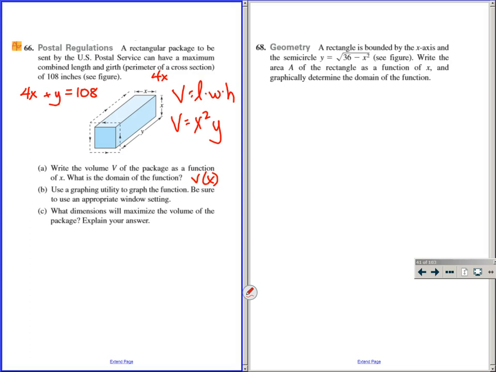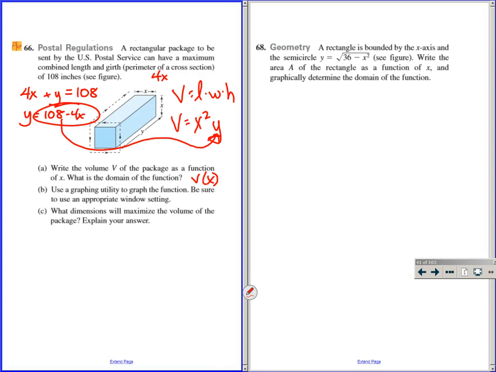There we go. So what can I do with that to solve my problem of needing volume in terms of x and having a y in that formula? Subtract 4x to get the y. What if we get y by itself and then plug it back in? What's the snazzy term for plugging in? Substitute.